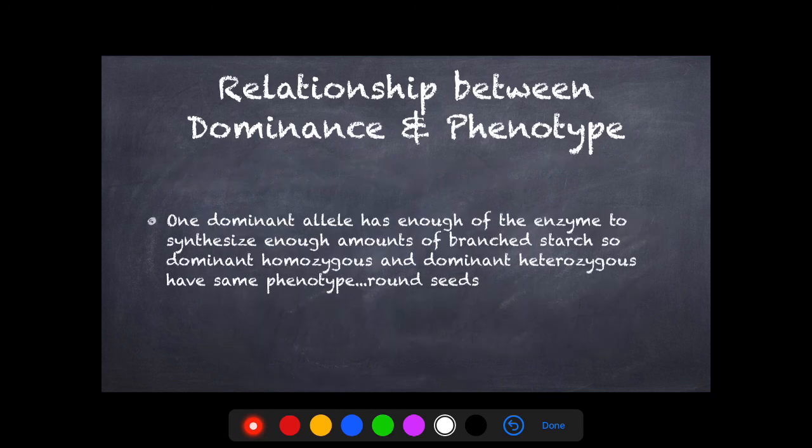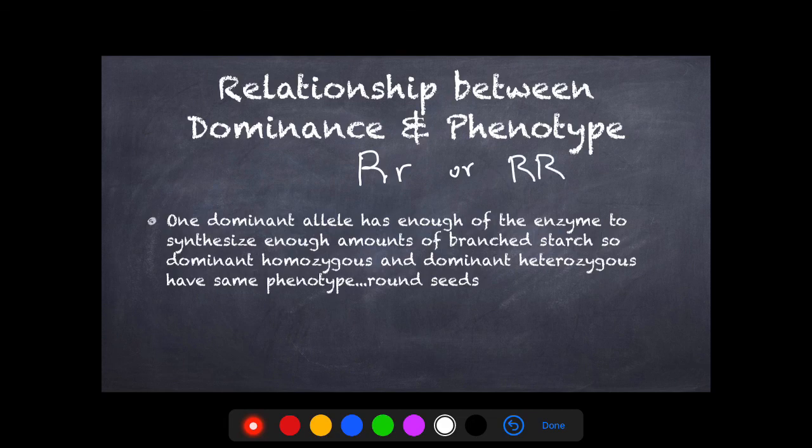And that's why it wrinkles as it dries up. Now, if I have big R and little r, this is heterozygote for round. So the R is dominant, so it's going to mean that the seed is going to be round, right? Even if I have one dominant allele, that is enough. You'll still have enough of the enzyme to convert the starch from unbranched to branched.